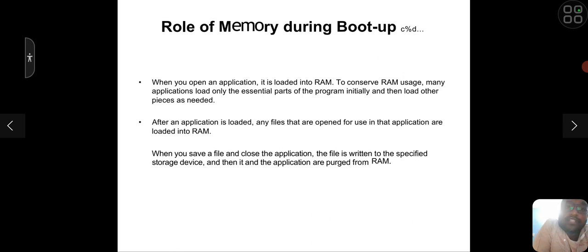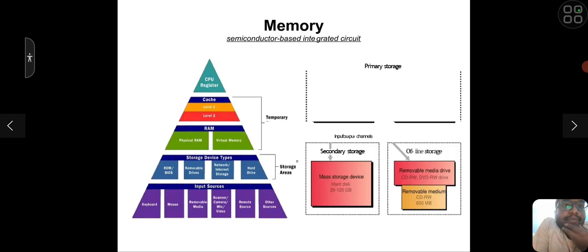The role of memory during application use: when you open an application, it is loaded into RAM. To conserve RAM usage, many applications load only essential parts of the program initially and then load other pieces as needed. After an application is loaded, any files that are open for use in that application are loaded into RAM. When you save a file and close the application, the file is written to the specific storage device, and the application is purged from RAM.